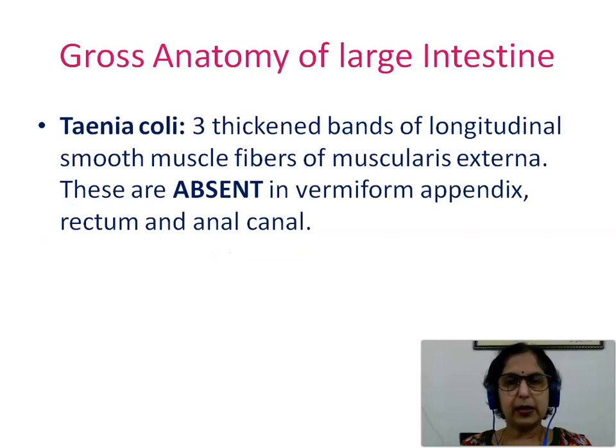Tinea coli. These are three thickened bands of longitudinal smooth muscle fibers of the muscularis externa. Now here the muscularis externa does show two layers, inner circular and outer longitudinal layer. But this outer longitudinal layer is thickened at 3 points, and that is what forms three thick bands, and those bands are called tinea coli.